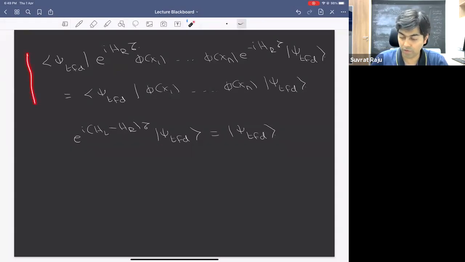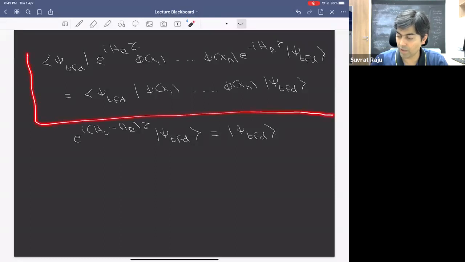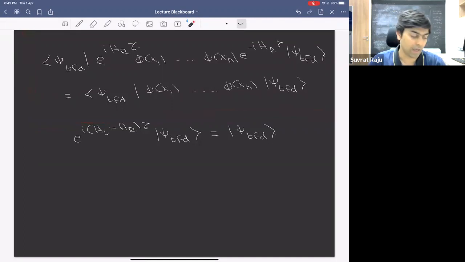Okay, so this is the statement in equations of the physics I just described. The fact that the experience of the observer is invariant in time tells us that whatever field observables and correlators we have, they should be the same in the thermofield double state if you take the whole state and translate it with e to the i H_R tau.